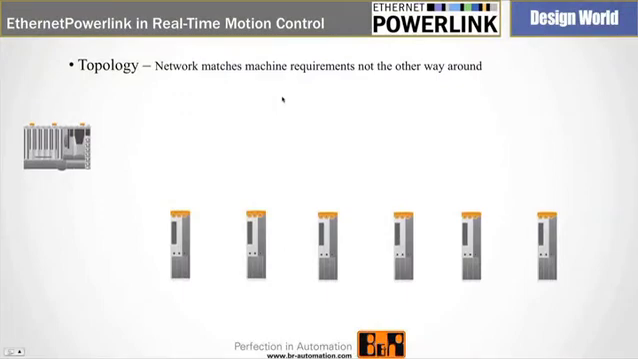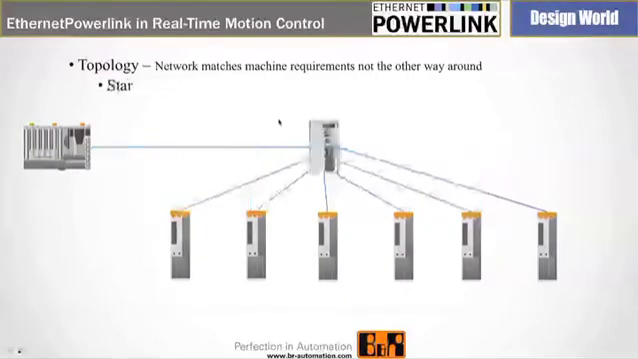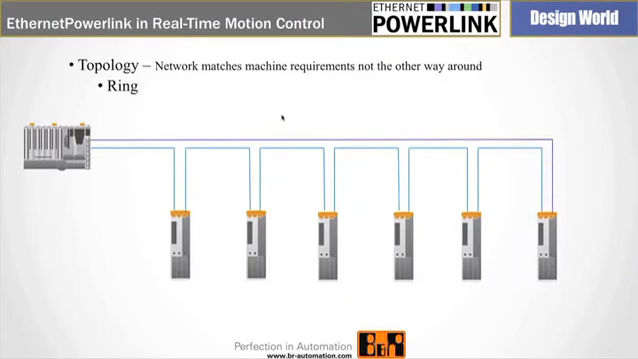Topology, well, this is 802.3 compliant, as Joey mentioned in his system. So we can connect these in a daisy chain. All of the PowerLink nodes have 2 ports on them generally, so they have a little hub built into the units. Or we can have a star configuration. Or indeed we can connect the units in a ring.